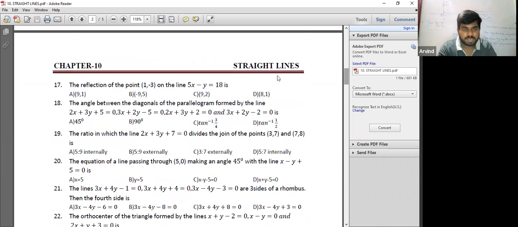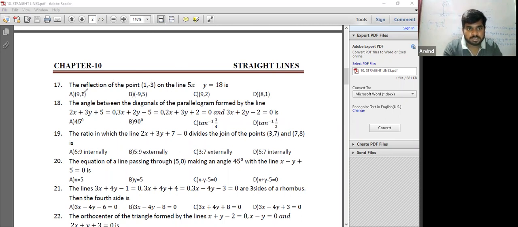Okay, let's go to the 17th one. This is also a very easy one. The reflection of the point 1, -3. If they ask about reflection of a point, this is all you have to do. Find the midpoint of this 1, -3 and the options. That midpoint you find, put it inside the given line. I will just show you one question.